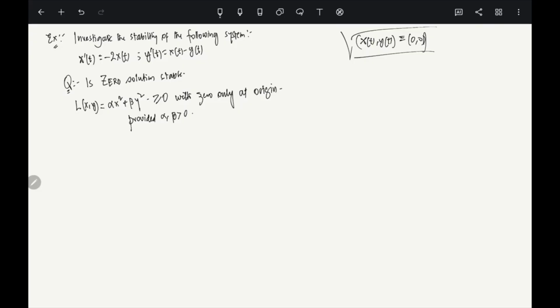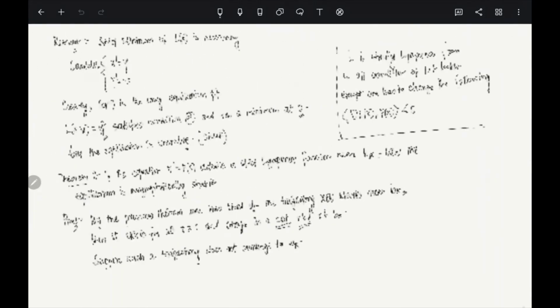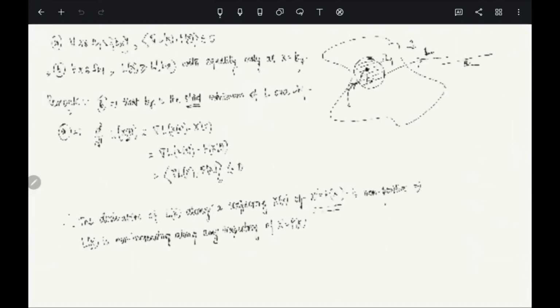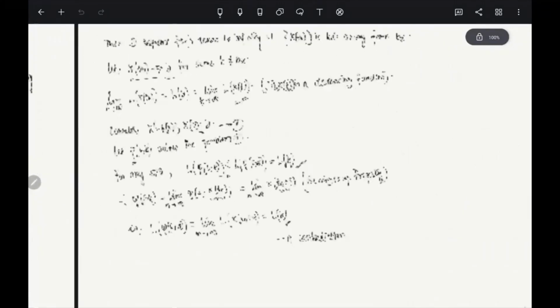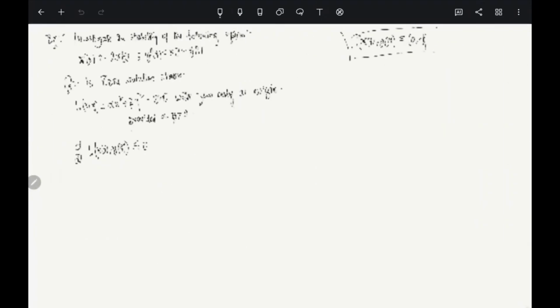To do that, I have another property, right? That it has to be strictly non-increasing. So I need d/dt of L of (x(t), y(t)) to be strictly less than 0. This is the first property, or the second; I don't remember which one I wrote. One of the properties, the first property. This property has to be satisfied, right? So how do I show this?